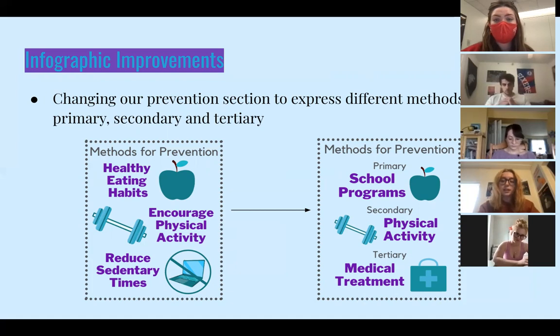But we changed that to express primary, secondary, and tertiary, such as a primary action is implementing school programs to help reduce obesity in children before it can happen. Secondary is physical activity, which is if you do realize that you are obese or overweight, you can increase physical activity to reduce that. And then tertiary is if obesity still persists and you need to get medical treatment.